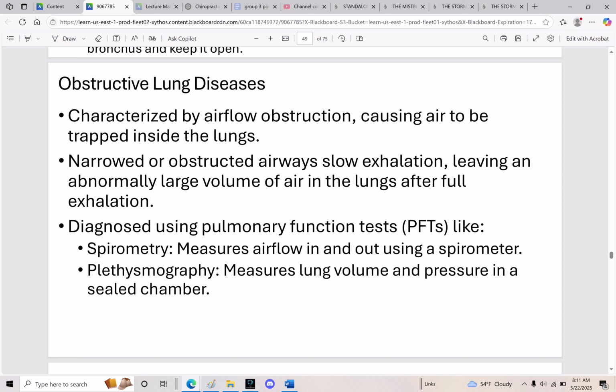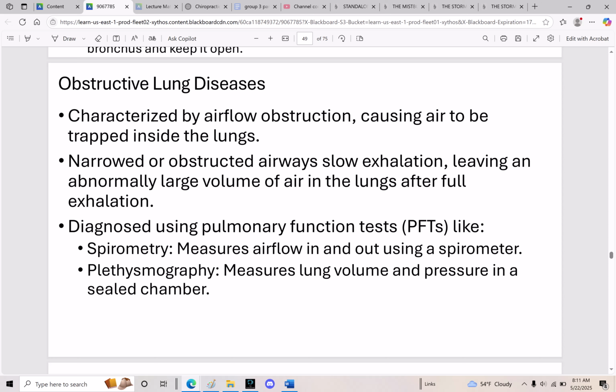Now, obstructive lung disease. Here, answering your question. Obstructive lung diseases are a set of diseases in which there is obstruction of the flow of air out of the lungs, right? So it's characterized by obstruction causing air to be trapped in the lungs. And this is the term we're going to use: air trapping, right? When you trap the air in, that means it's not being allowed to leave the lungs, and that's going to lead to an increase of your TLC. Total lung capacity is going to be increased, okay?